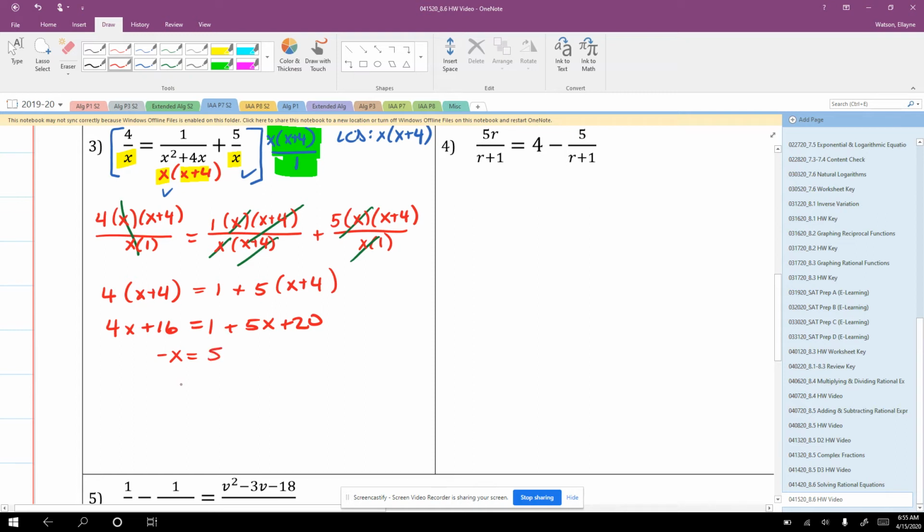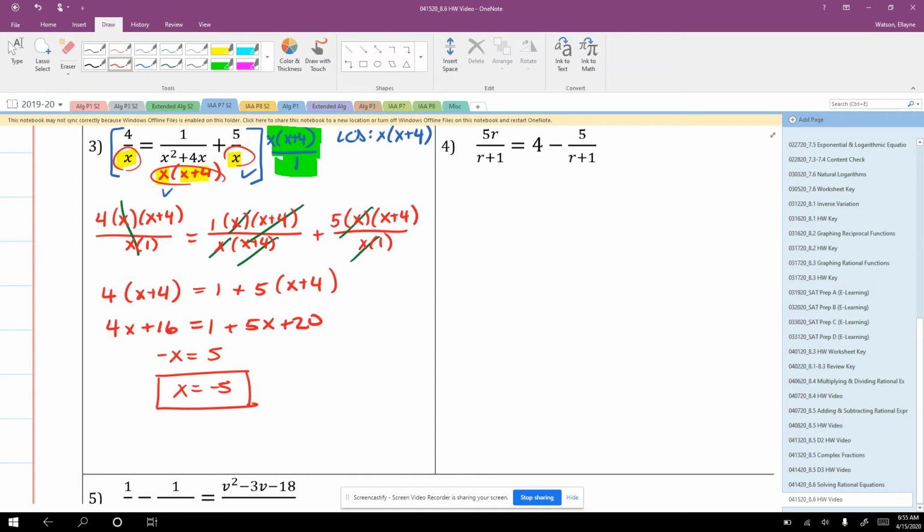And divide out by -1. And there we go. And then we do a quick check, right? Make sure that -5 is not a restriction, which means we plug it back in to all of our denominators, right? And if we plug it back in there, do we get 0 as a denominator? No, we don't, which means that -5 is a good answer.